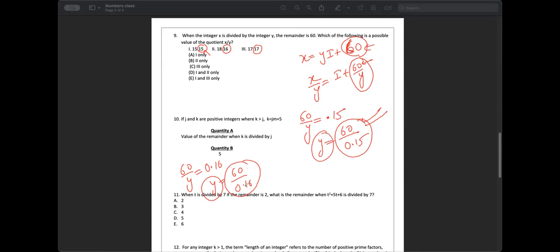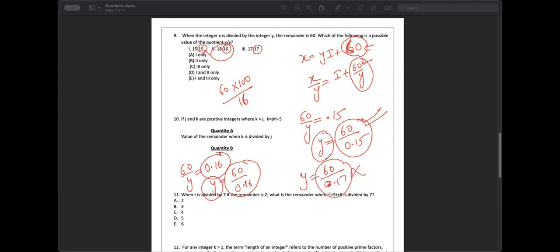60 upon 0.16, can it give me an integer? Let's see. 60 into 100 upon 16. 16 is 4 into 4. Yes, it can give me an integer. So this is also possible. But 60 upon 0.17 cannot be an integer.